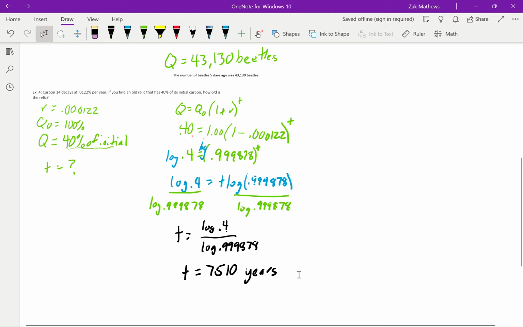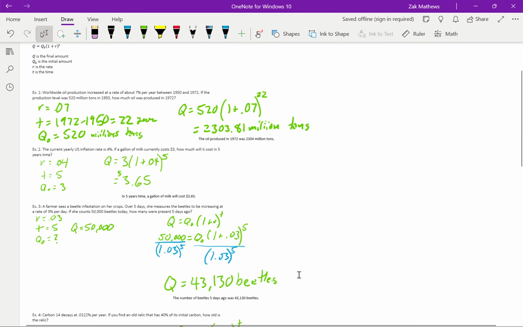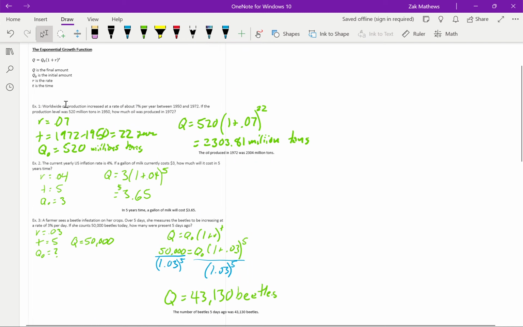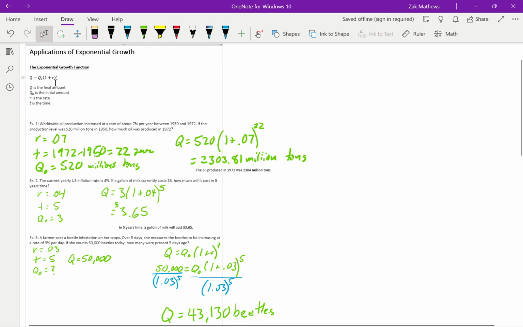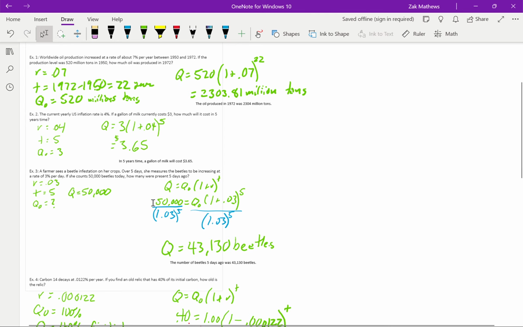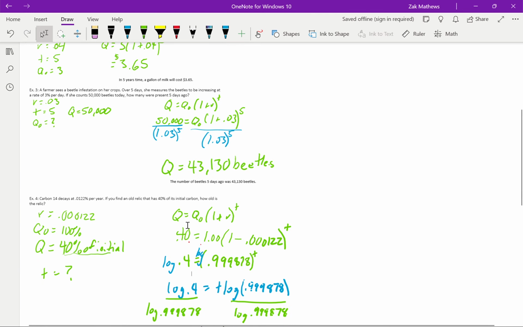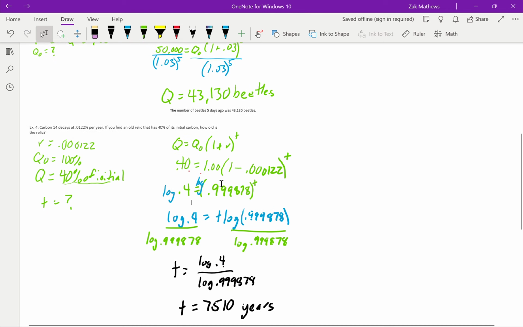So we do have one new formula in this section. We have to know how to work with this exponential growth function. Q equals Q naught times 1 plus r to the t power. This will give us the final amount given initial amount, rate, and time, but we can solve this for any of the pieces that we need by rearranging the problem, as we did in example 3, or by applying this new idea of taking a log, using the logarithmic function to solve for the t. We're not really going to do anything else with the log. There are a lot of properties, a lot of facts and information about this log. It's a function to itself. We're just doing this very, very basic application with it.